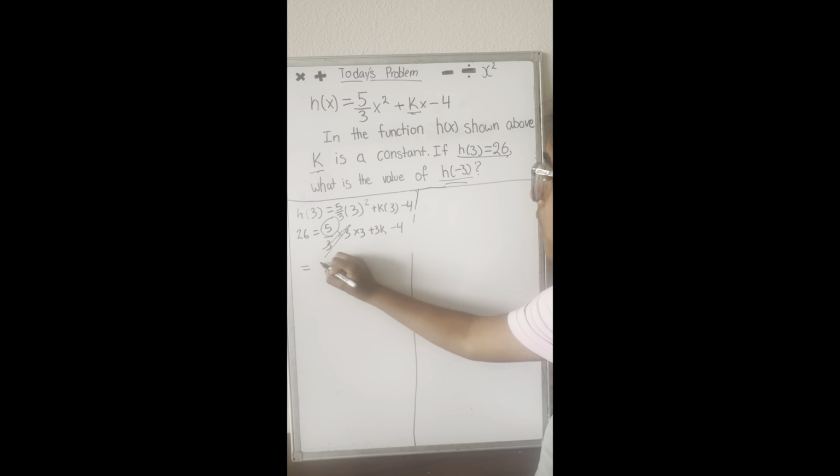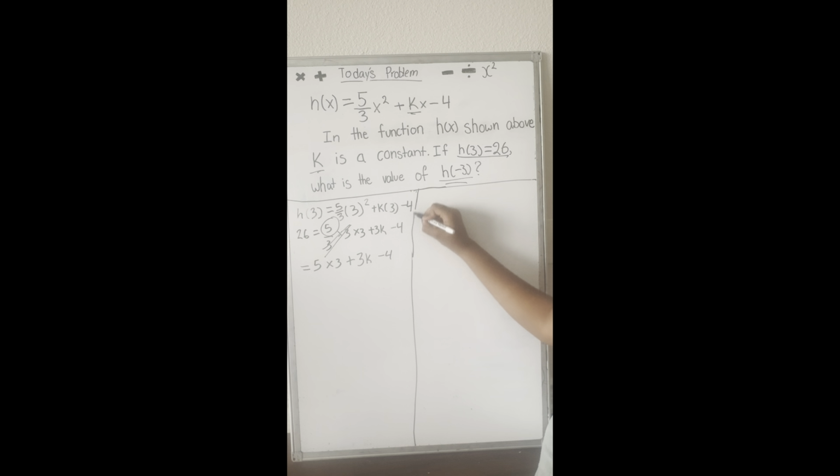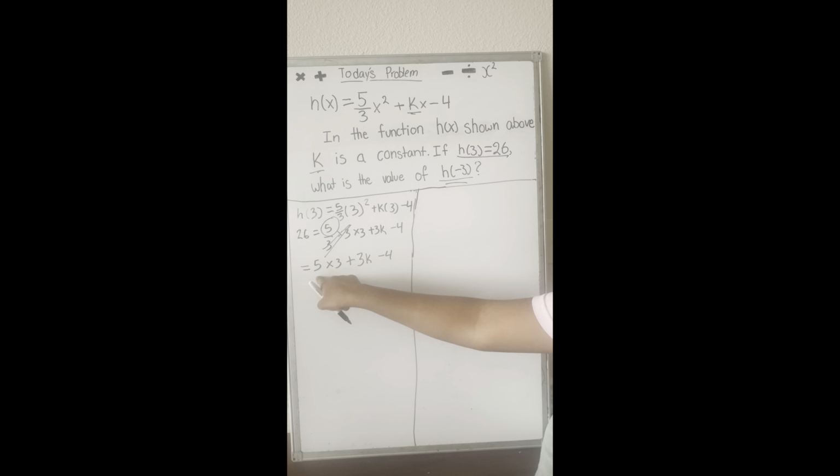So we're going to get 5 times 3 plus 3k minus 4. So we're going to do 5 times 3. 5 times 3 is 15. So we're going to get 15 plus 3k minus 4.